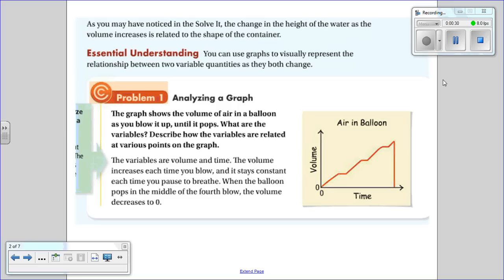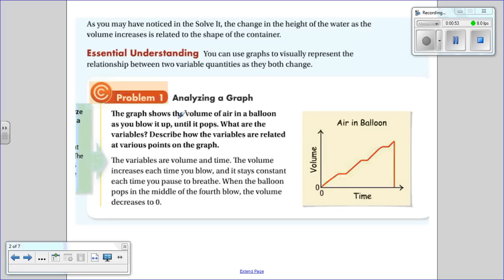And this graph is an air in a balloon. So you're blowing up just a regular balloon. And think about the volume of air in it. So just think about how much air, that's what volume is measuring, how much air is in the balloon over time. So we're blowing it up and eventually it's going to pop.